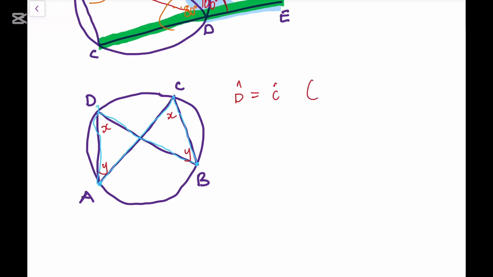Reason here, we call these angles in the same segment. That is how you write the reason: angles in the same segment. Even angle A is equal to angle B. Same reason, angles in the same segment.